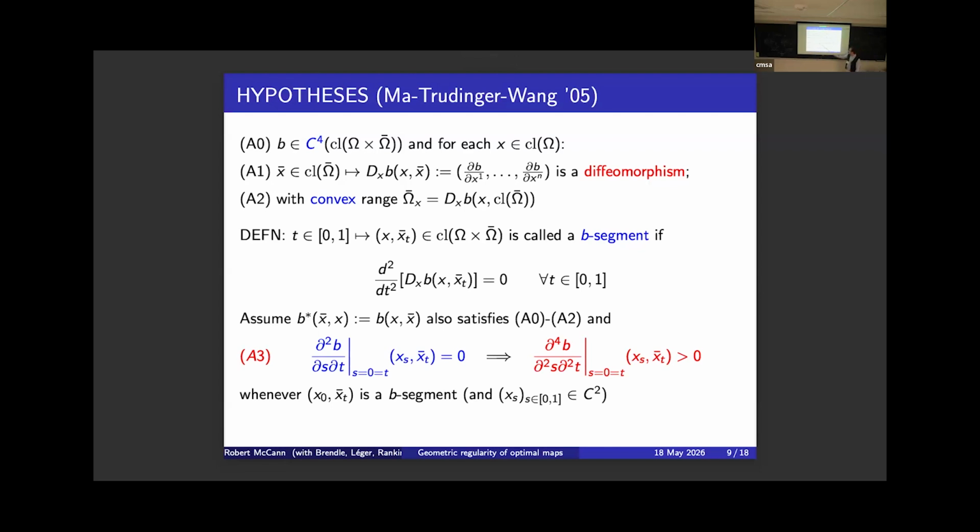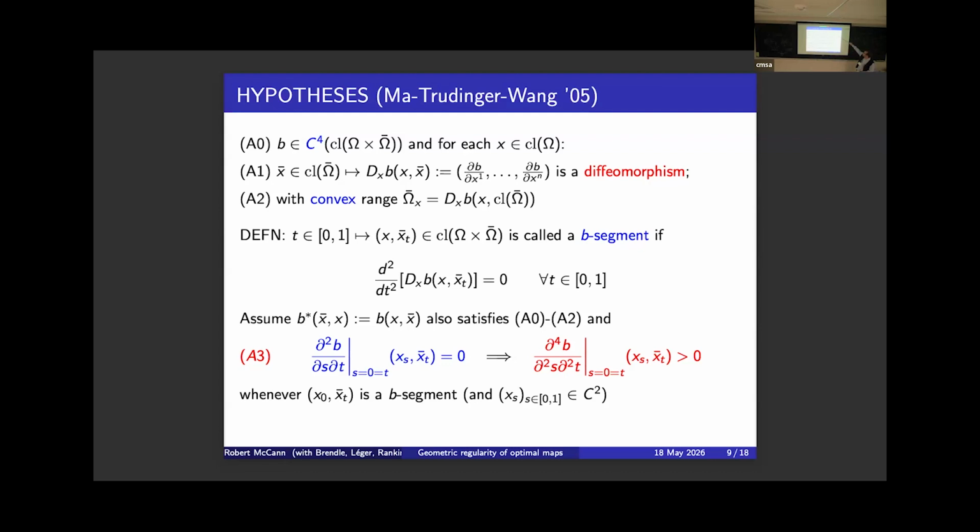And so assuming that I have this, all the cost under interchange of x and x bar satisfies the same hypotheses, let me also ask, this is their condition A3, that if I have x bar t being a B segment over x naught and the mixed partial derivatives, where xs is any smooth curve, when the mixed partial derivatives vanish, I want the mixed fourth derivatives to have a sign. Somehow they introduced this condition, and then they said, under this hypothesis, the mapping that solves this problem will be smooth.